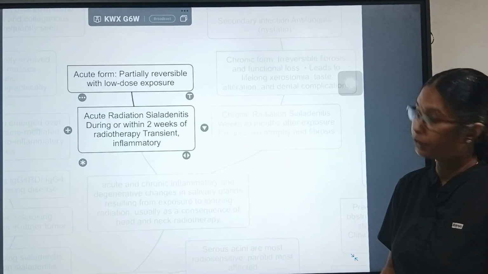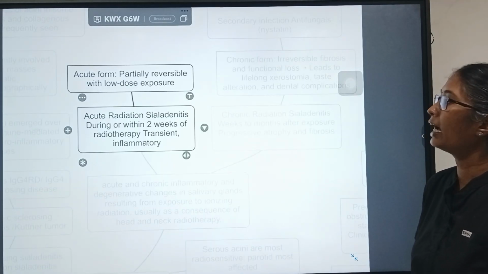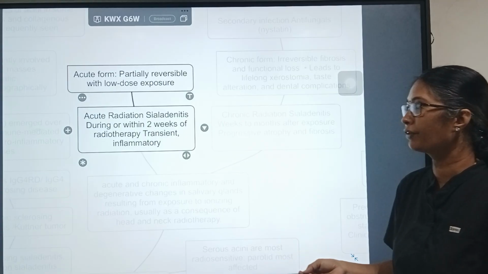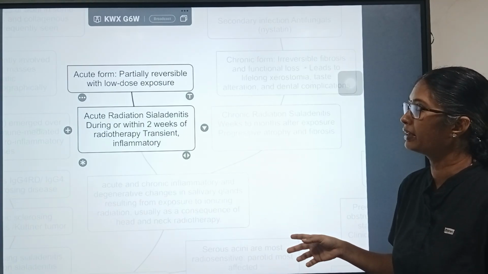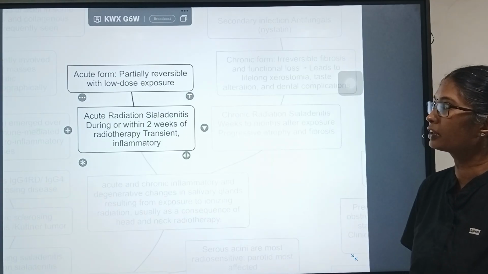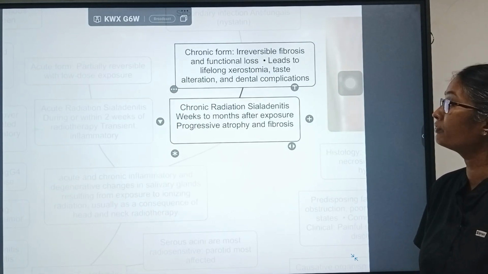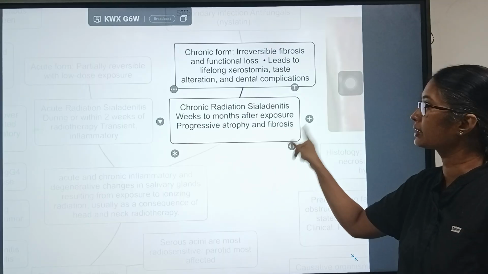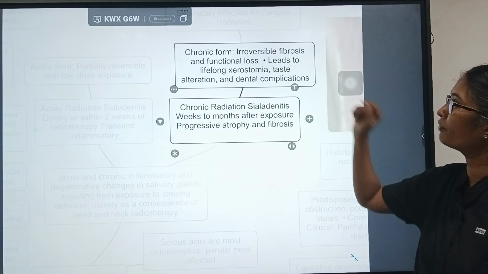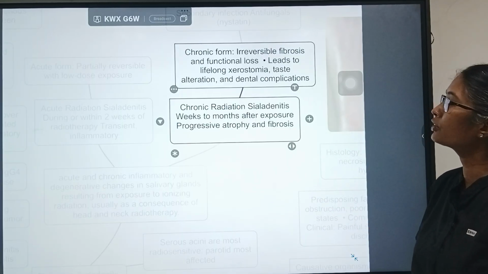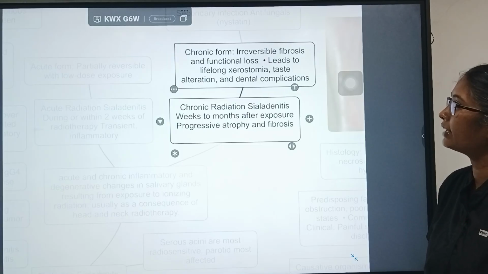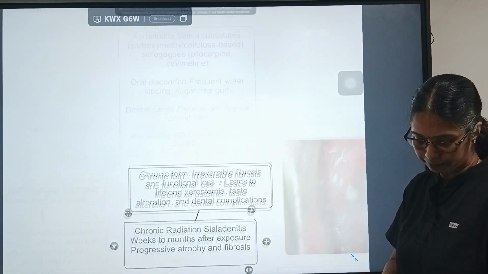So what happens in acute radiation sialadenitis? This happens during or within 2 weeks of radiotherapy, which is transient and inflammatory. It is partially reversible with low dose exposure. Whereas chronic radiation sialadenitis happens weeks to months after exposure, with progressive atrophy and fibrosis. So the chronic form is irreversible fibrosis and functional loss, which leads to lifelong xerostomia, taste alteration and dental complications.